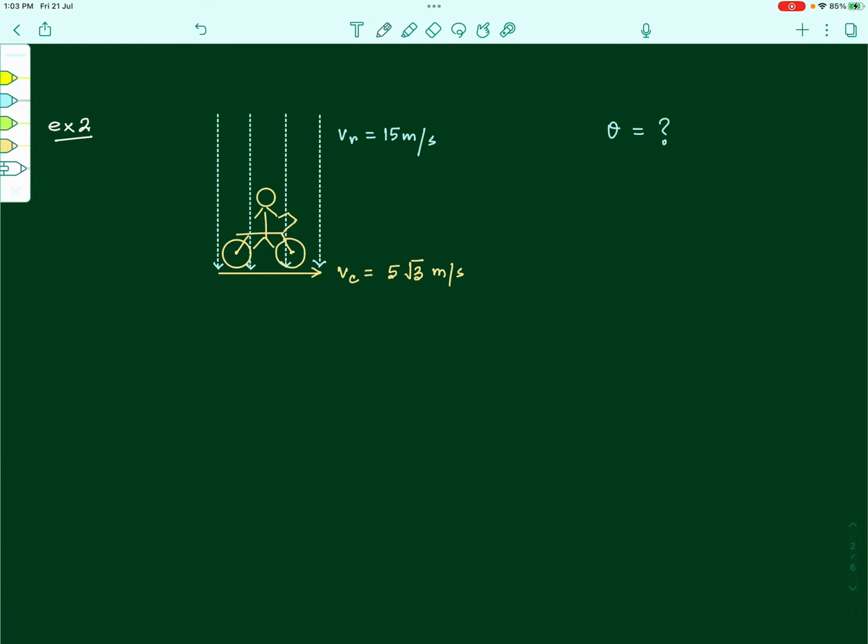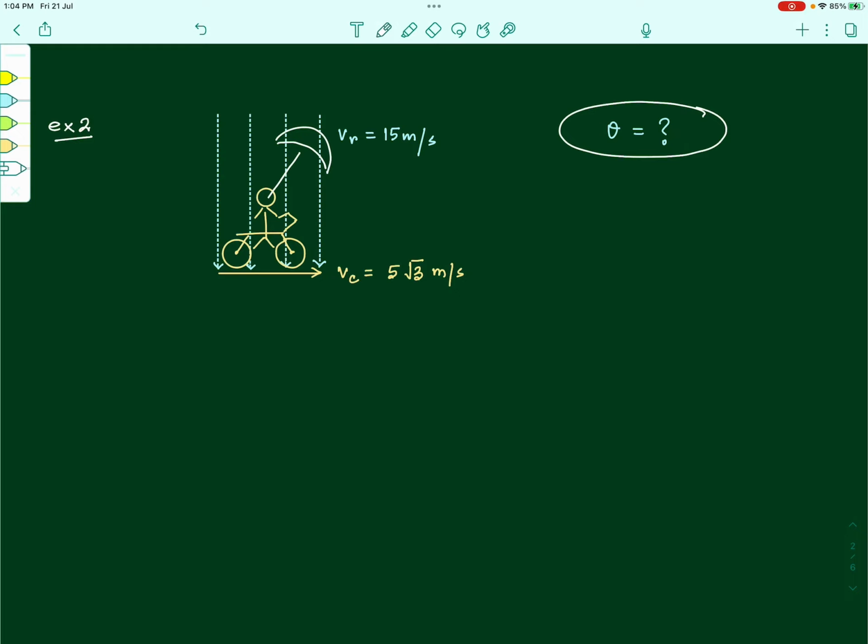So, the question is: rain is falling vertically at 15 meters per second. A cyclist is moving eastward at 5 root 3 meters per second. In order to protect himself from the rain, how should he hold the umbrella? The angle theta that he should hold the umbrella at, like this, is what we are supposed to find out.